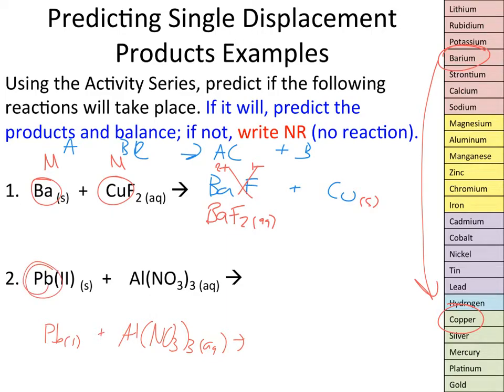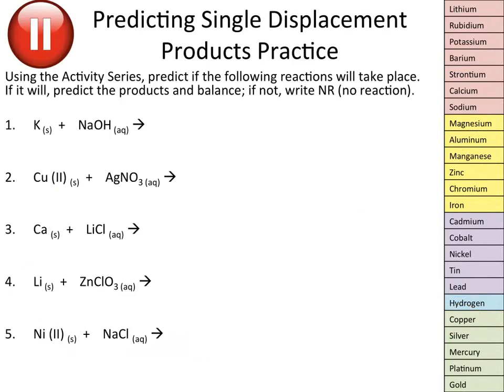Does lead have enough activity to displace aluminum? So let's find aluminum is right over here, and lead is all the way down here. Now, the single metal is by itself. It's trying to displace aluminum. It's not going to be able to do that. So what we have is we have no reaction. So go ahead, pause the video, see if you can do these by yourselves. We'll come back with the answers. So go ahead, pause the video now.